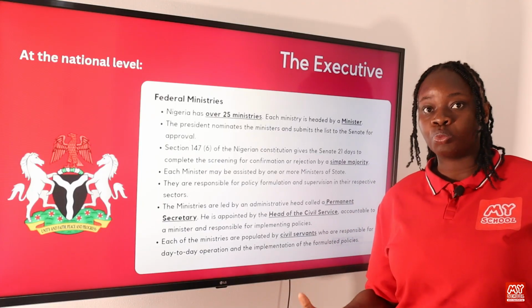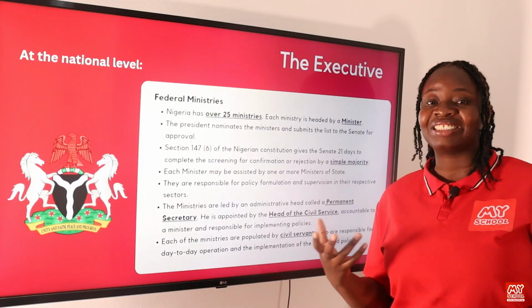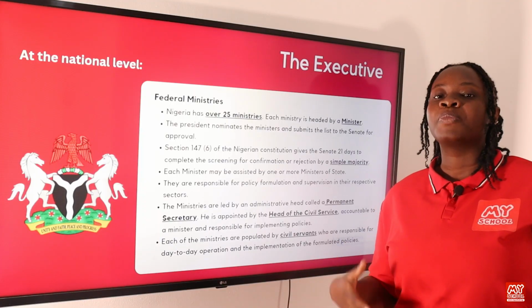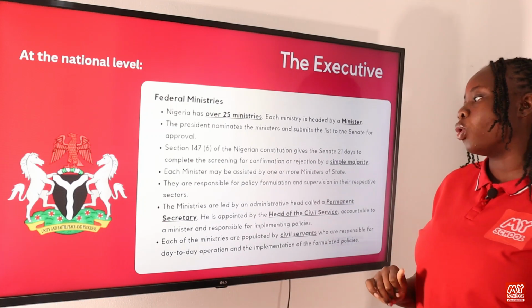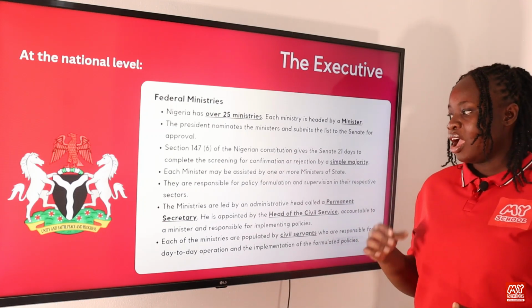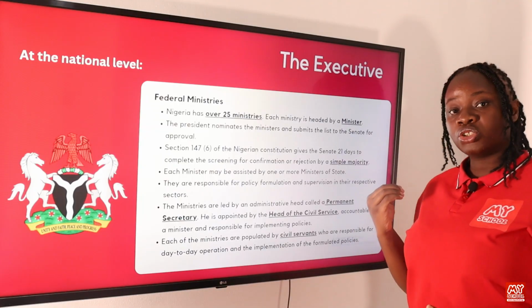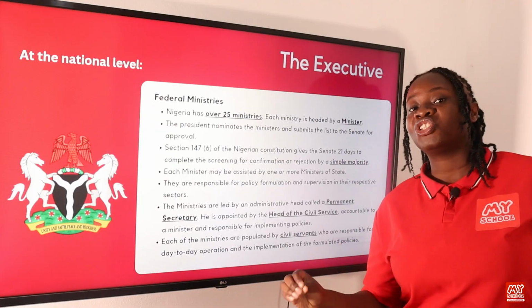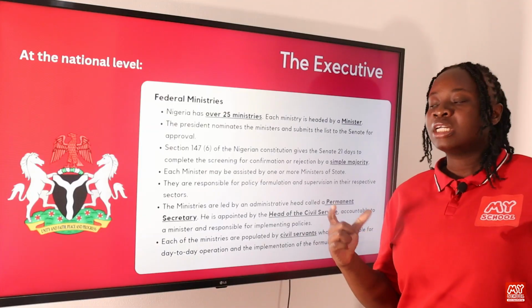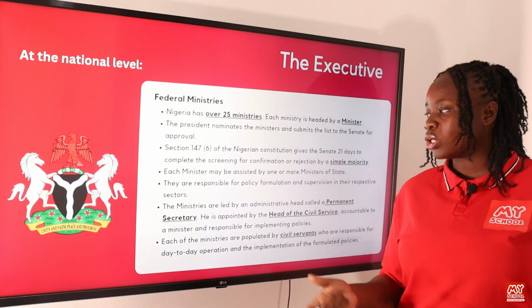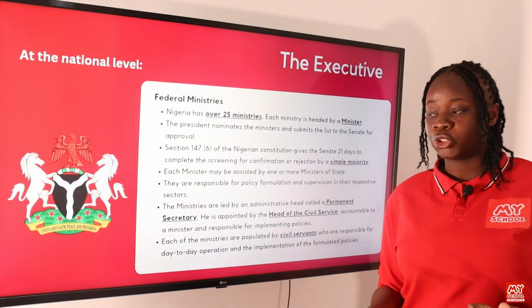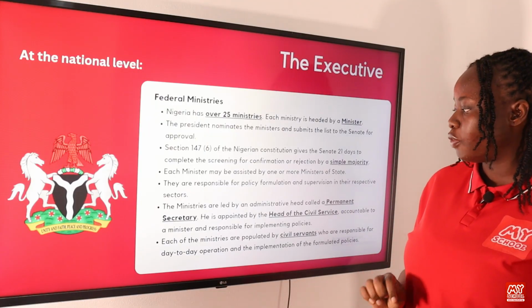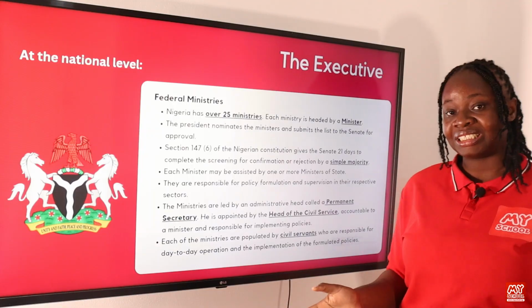That means once more than half of the Senate approves such a minister, the minister is allowed to take office. Each minister may be assisted by one or more ministers of state. By ministers of state, we mean those commissioners who head the various ministries at the state level. So the minister at the federal level can choose to appoint one or more of these ministers to help perform his functions. They are responsible for policy formulation and supervision in their respective sectors.